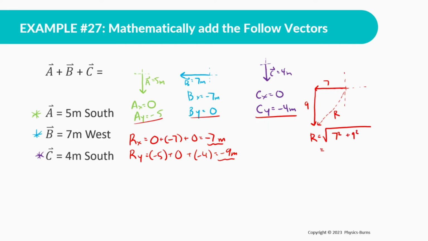So let me put that in my calculator. Square root of 7 squared plus 9 squared is equal to 11.4 meters. Again, that is not the answer. That's just the magnitude of the vector. We still have to find the direction.